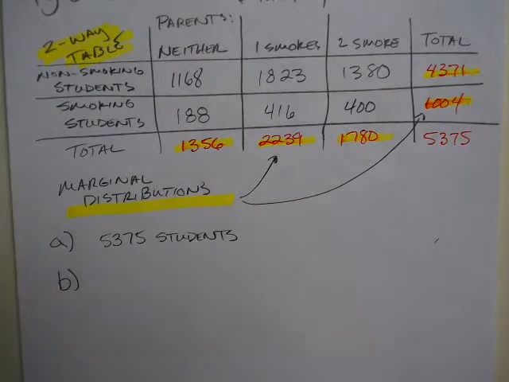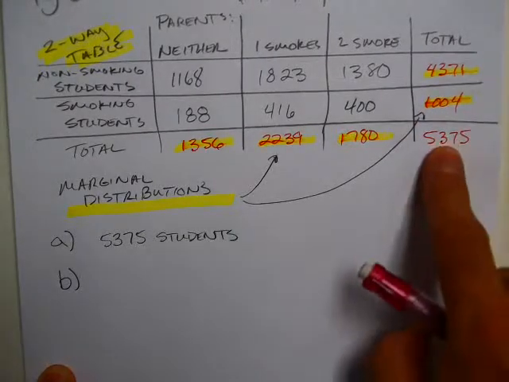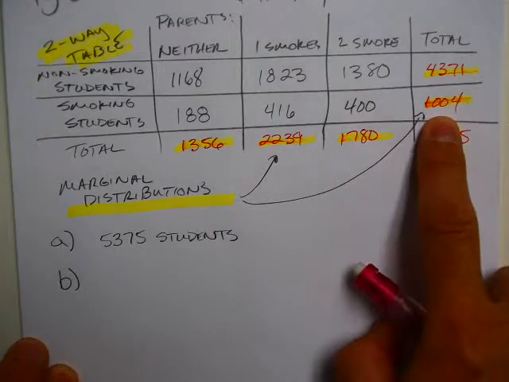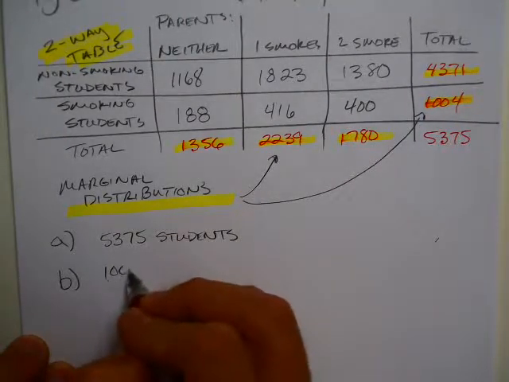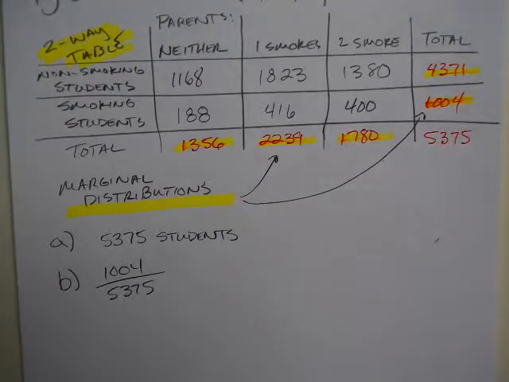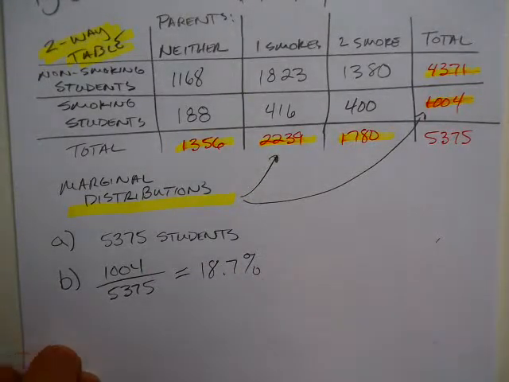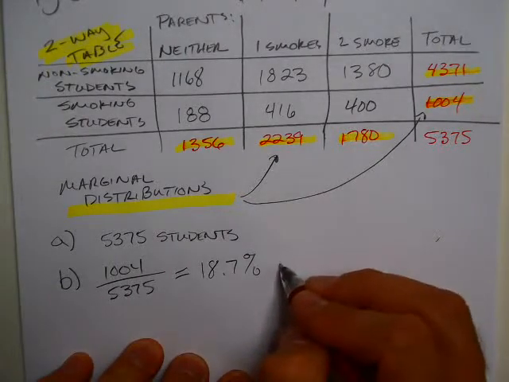B, what percent of these students smoke? How am I going to figure out what percent of the students smoke? Courtney? Yeah. The grand total, yeah, right. So the total of the smoking students, 1,004, dividing by the 5,375, and I get that that's about 18.7%, give or take a little bit. So 18.7% smoke.